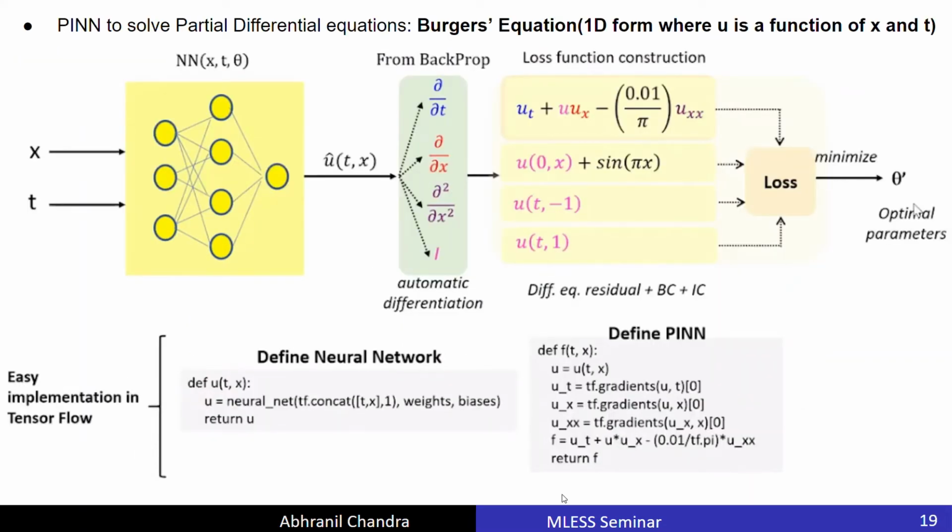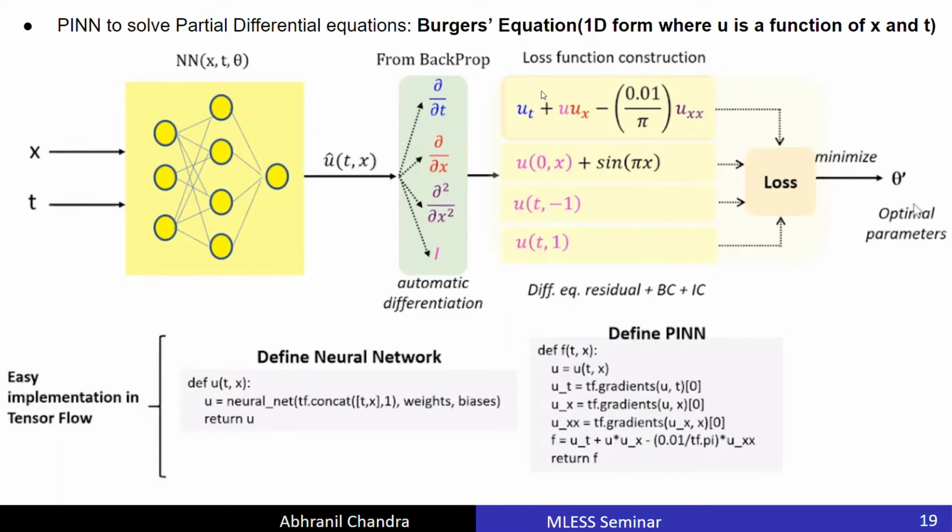Now we look into the case for the PINN to solve the Burger's equation in greater detail. This is the 1D form of the Burger's equation where u is a function of x and t. We can see that the neural network architecture is parameterized over theta, position x, and time t, and u at t comma x is the full functional form of the solution. Through backprop, we get the gradients of u with respect to t, of u with respect to x, and the double differential with respect to x, and also the identity matrix.